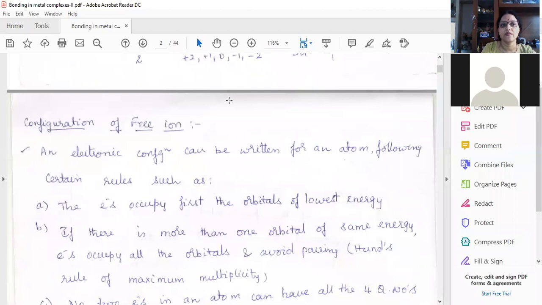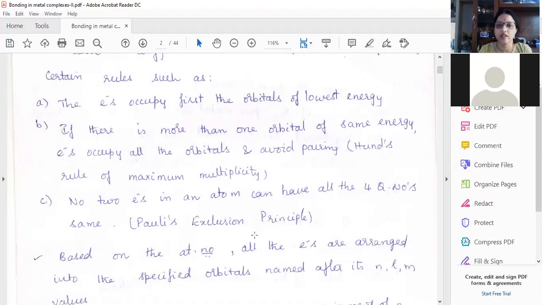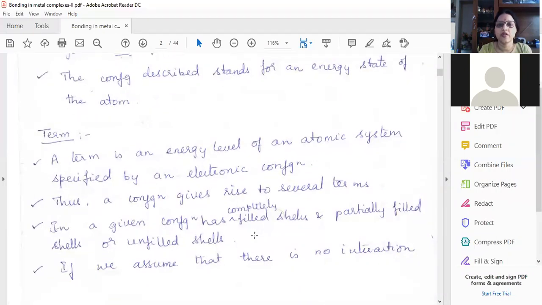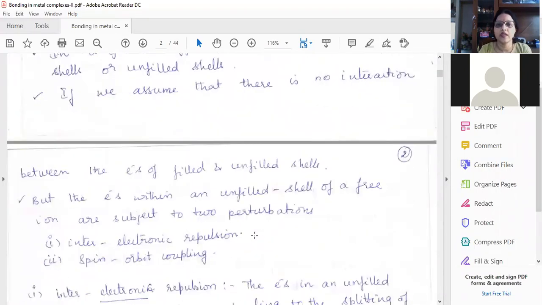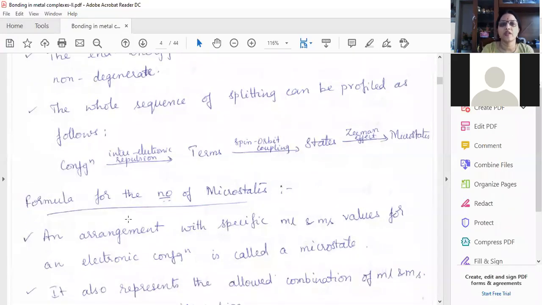Now, how to write a configuration? To write a configuration, we should follow some rules. We should follow the Aufbau principle, Hund's rule of maximum multiplicity, and the Pauli exclusion principle. Then I said that from the configuration you will get the term. Because of interelectronic repulsions, terms are developed, and these terms are again splitting because of spin orbit coupling.